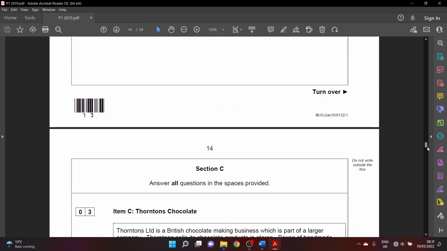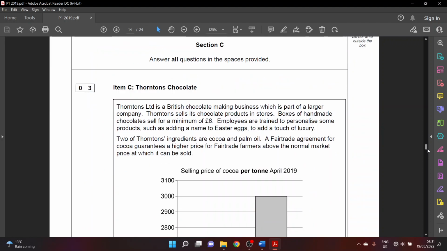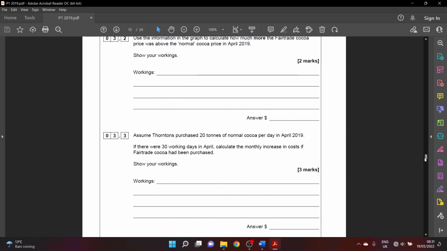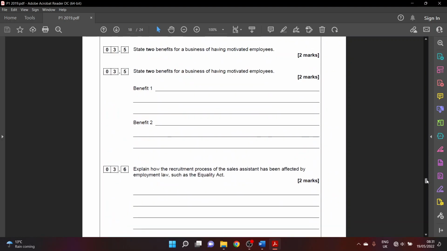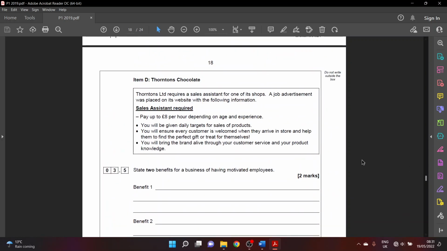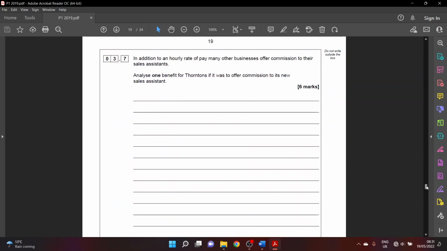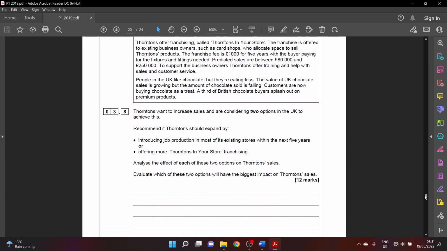Then you can see we come on to section C. It's a second case study, and again, questions follow. I recommend answering in order because they add to the case study. These little bits in the boxes are in addition to the bit before. So you're building up a picture of the business until we get to the 12-mark question.